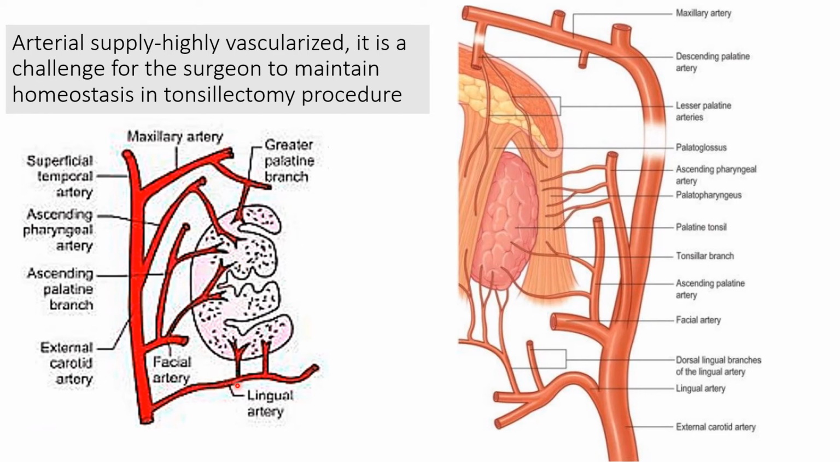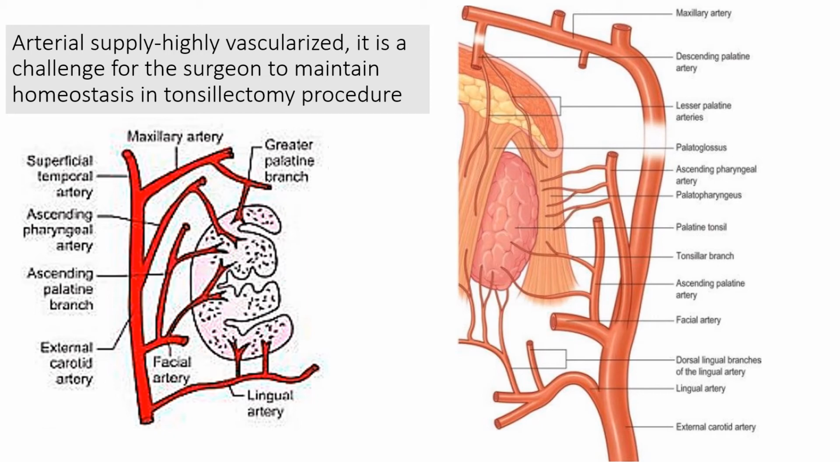So these are the tonsillar branches of the lingual artery. The facial artery gives the direct tonsillar branch. Then the tonsillar branches from the ascending palatine artery. This is the ascending pharyngeal artery giving tonsillar branches, and the tonsillar branches from the greater palatine and the lesser palatine artery.